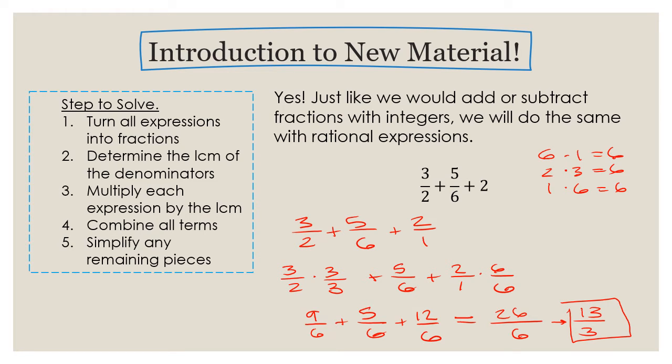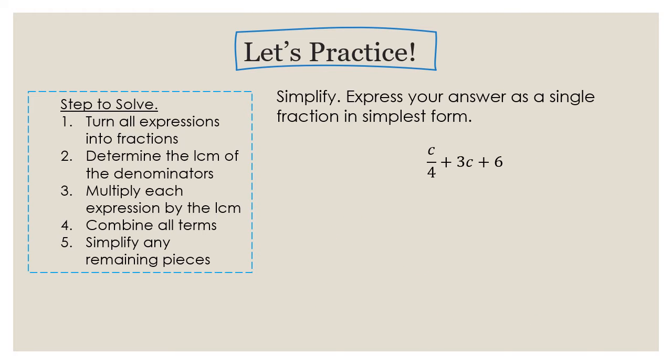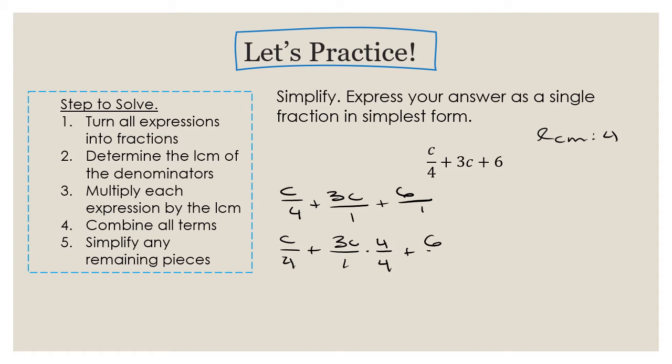Now, the same process, we're going to use with rational expressions. Alright, let's try this question. So step 1, turn all expressions into fractions. c over 4 is already a fraction. 3c, I'm going to put that over 1. And 6, I'm going to put over 1. Step 2, determine the LCM. My LCM here is going to be 4. So this first fraction I do not need to multiply by anything. The second one, I'm going to multiply the top and the bottom by 4. And same thing for 6 over 1.